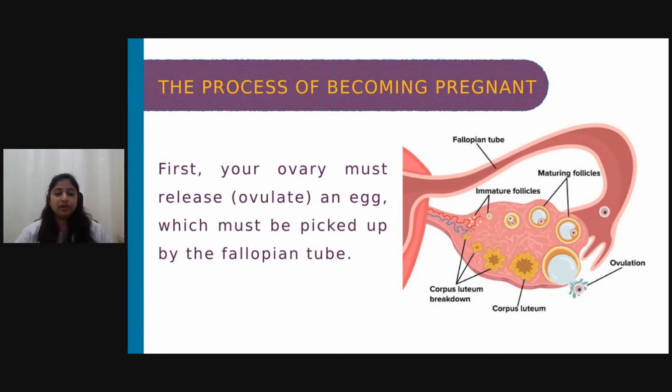Every month, what happens? Around 8 to 10 eggs start maturing in a cycle, and only one becomes properly matured and is released from the ovary. You can see here the ovary, this egg gets matured, and after maturing it gets released from the ovary. This usually happens at around the 14th day of the menstrual cycle. Once the egg is released, it is picked up by the fallopian tube.